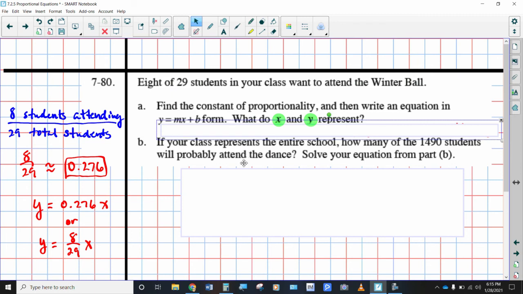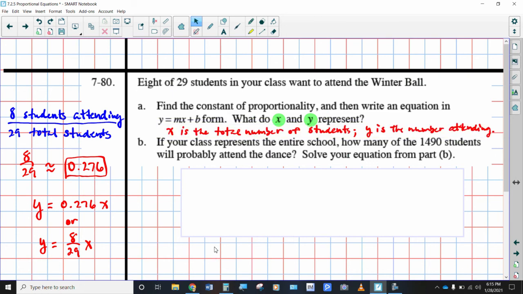And what does X represent here, and what does Y represent? Well, how many students are going to be attending the ball? It depends. How many total people are in the school? How many people are we talking about? So the X is going to represent the total student population, because only 27.6% of the students are going to go to the dance. So you'd multiply this times the total, and Y is going to represent how many people attend the dance.